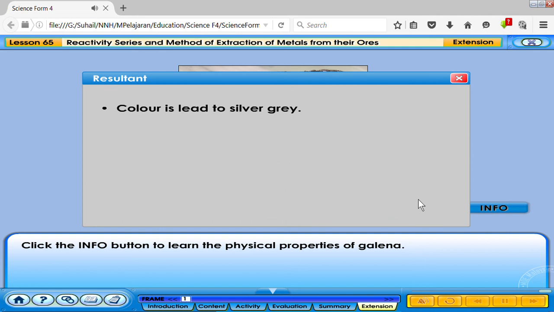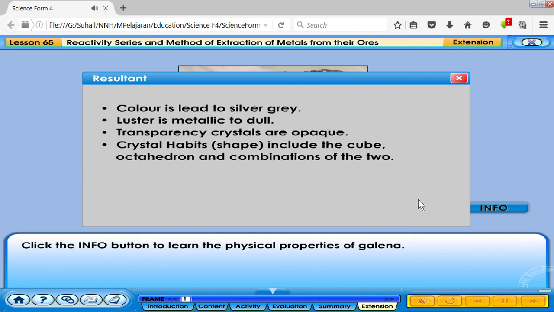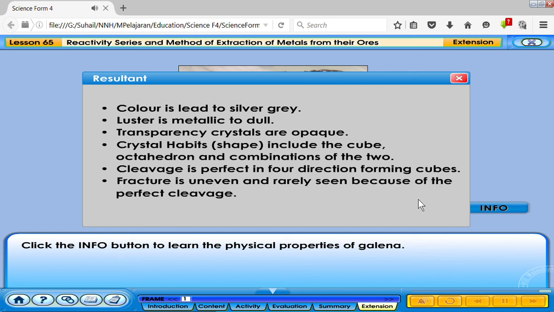Color is lead to silver gray. Luster is metallic to dull. Transparency: crystals are opaque. Crystal habits, shape, include the cube, octahedron, and combinations of the two. Cleavage is perfect in four directions forming cubes. Fracture is uneven and rarely seen because of the perfect cleavage.